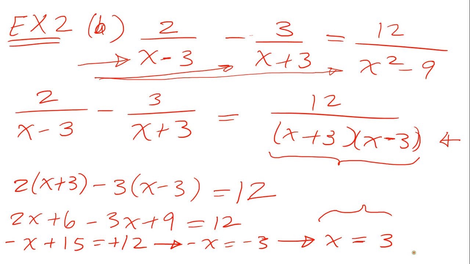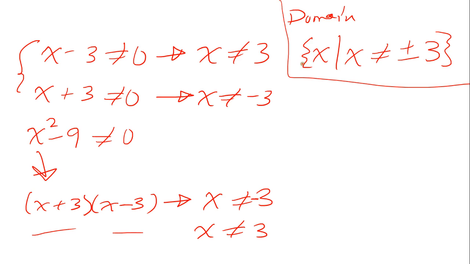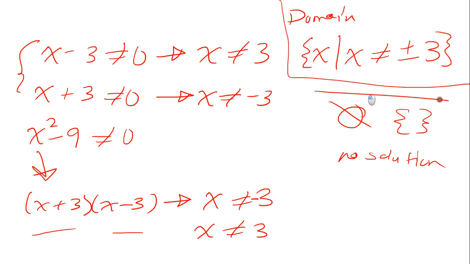So to solve this problem, x has to be 3. But x cannot be 3, so there is no solution. Your solution is the empty set, or any of those notations, which are acceptable. They all mean the same thing.